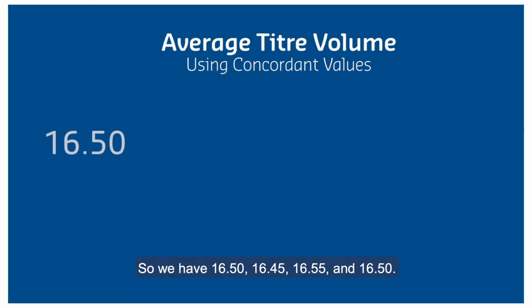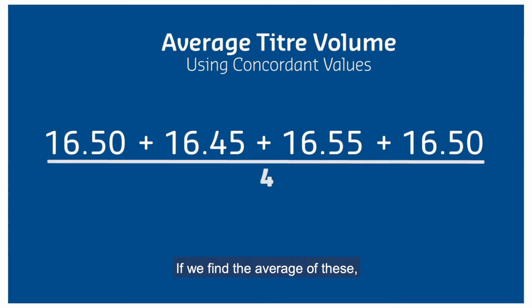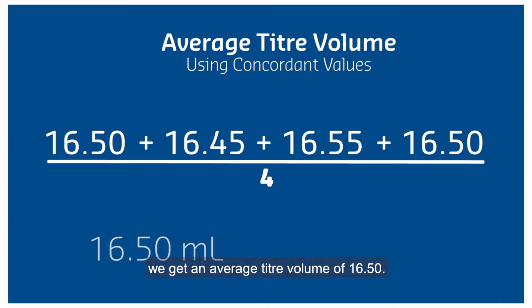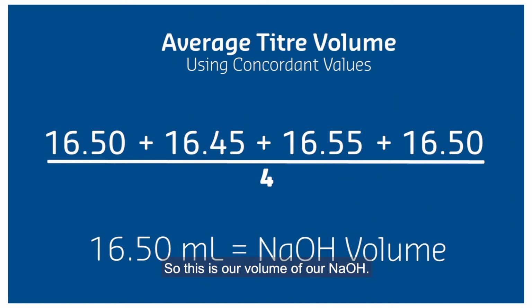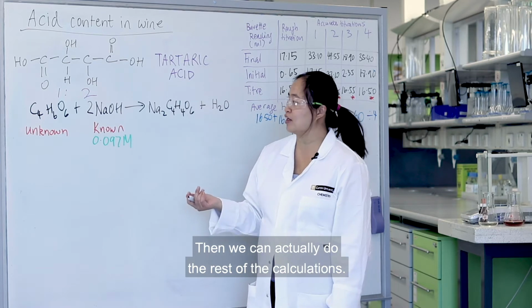So we have 16.50, 16.45, 16.55 and 16.50. If we find the average of these, we get an average titer volume of 16.50. So this is our volume of NaOH. Then we can do the rest of the calculations.